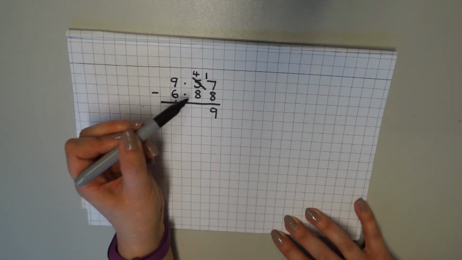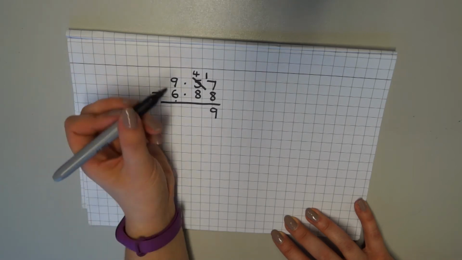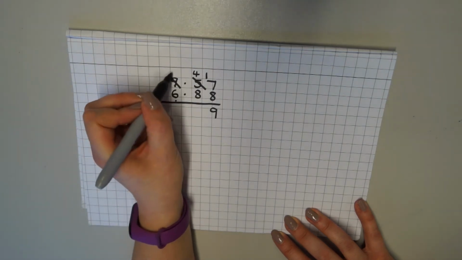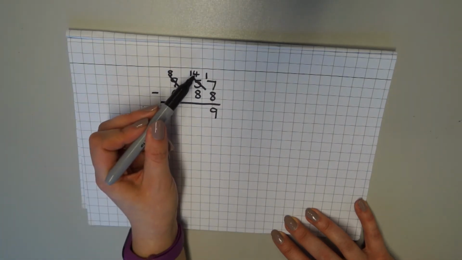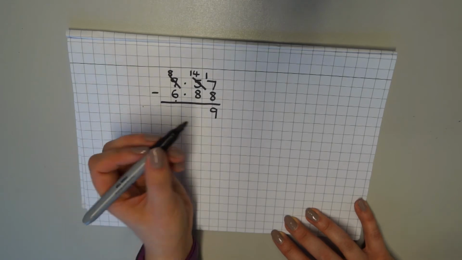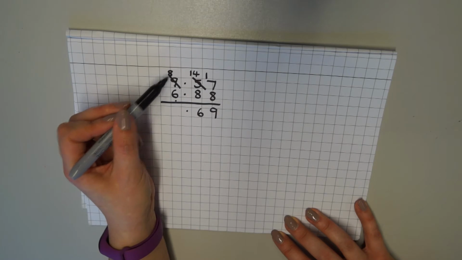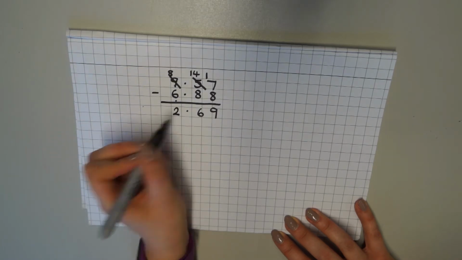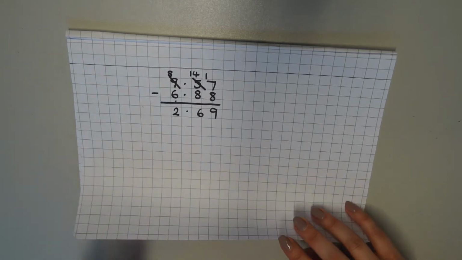4 subtract 8, again 8 is greater than 4, so I need to exchange again. This time from the 9, which becomes 8, and carry my 10 across. I now have 14 subtract 8, which I can do, and which gives me an answer of 6. Finally, 8 subtract 6 is 2. So my answer is 2.69.